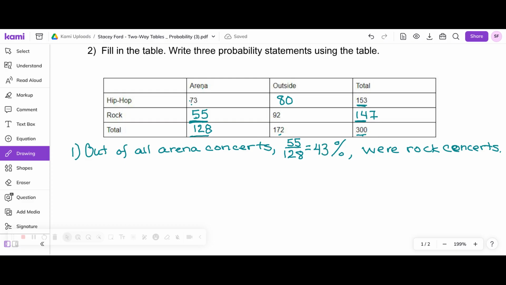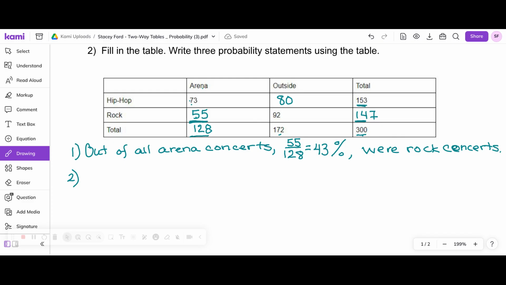Okay? And then we're going to keep going. And the nice thing with this one, I can keep going and I can say out of all the arena concerts, and I can change it to hip hop and do that. Or I can go out of all the outdoor concerts and I can do hip hop and rock. That would give me four total. And on the test, you will have to write, I believe it is 3 to 4 sentences, and they are worth the majority of the points. So that's why we're going to be working on these a lot.